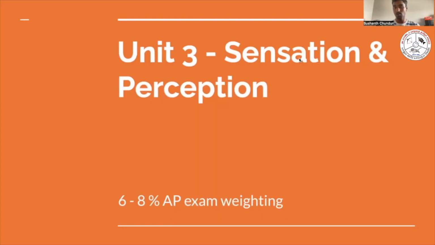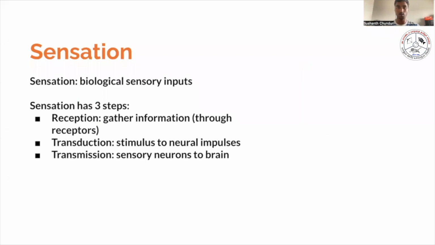Welcome back to Unit 3 of AP Psychology. This is Sensation and Perception, and this part of the exam contains roughly 6 to 8% of the total AP exam. So the first main thing we need to know is sensation, which is just biological sensory inputs. What that means is if I touch a piece of wood and I feel that it's wood, that is my brain sensing that that texture is wood.